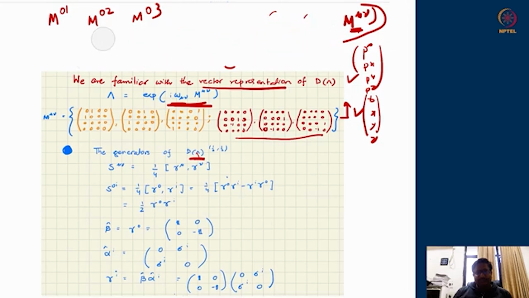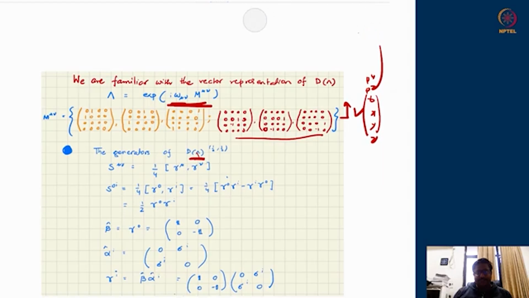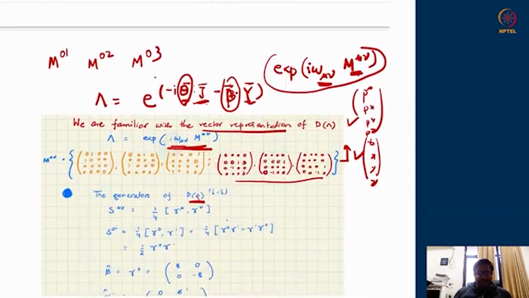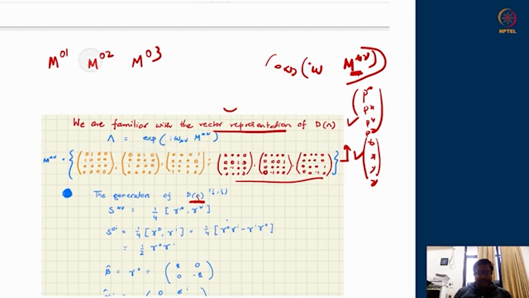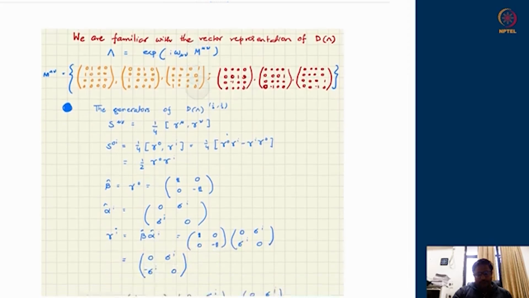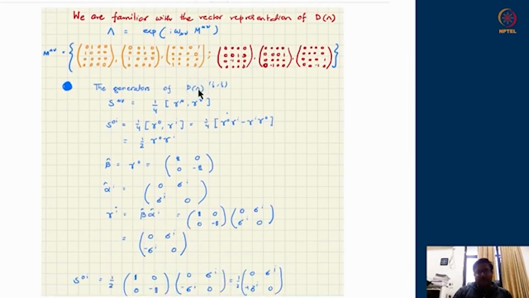So the game is clear. You have to find out the generators acting on your space. For example, for the vector representation, these are the 6 M mu nus which we have obtained, and they satisfy the same algebra which we had seen for rotations and boost matrices in the previous class. The question is how to write the same thing for the spinor space, or D lambda half representation.